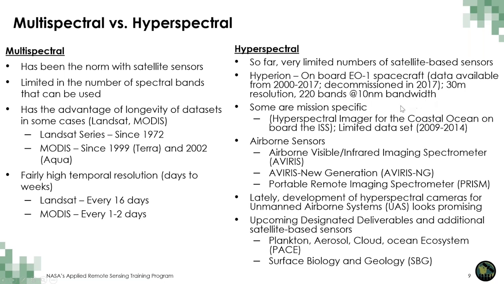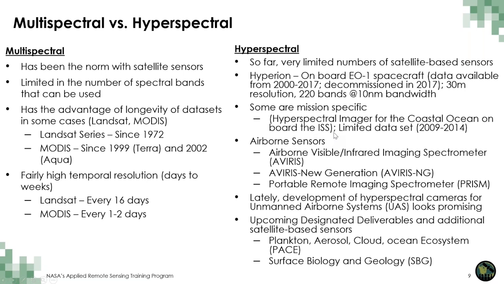On the other hand, hyperspectral data, so far, there are a very limited number of satellite-based sensors that are hyperspectral. We have talked a little bit about Hyperion, which was on board the EO-1 spacecraft. And data from Hyperion is available from the year 2000 to about 2017, when it was decommissioned. Now, Hyperion had a 30-meter spatial resolution and 220 bands at 10 nanometers.